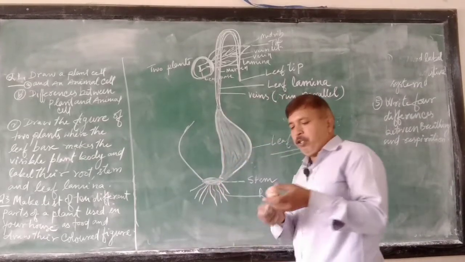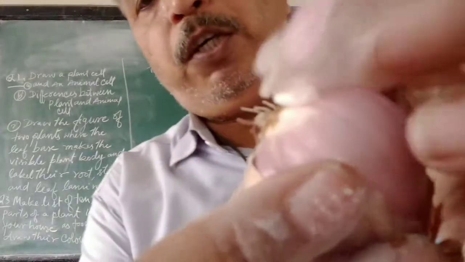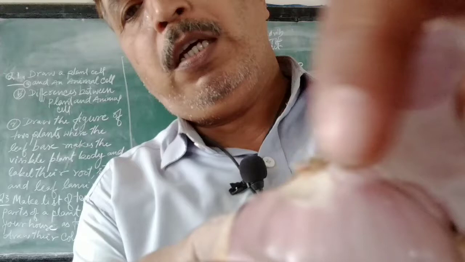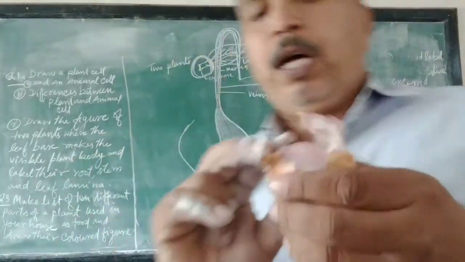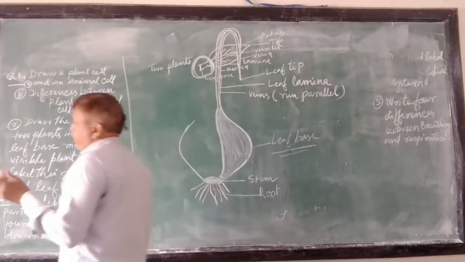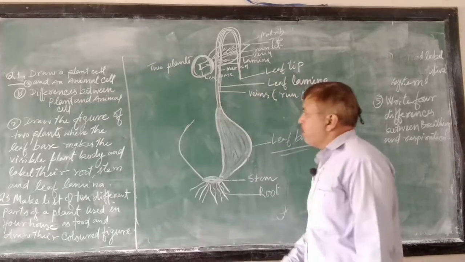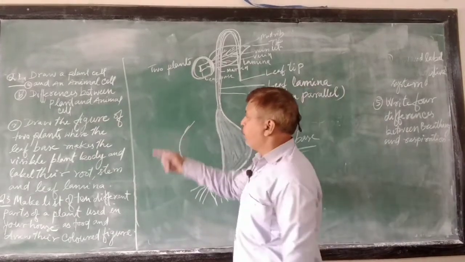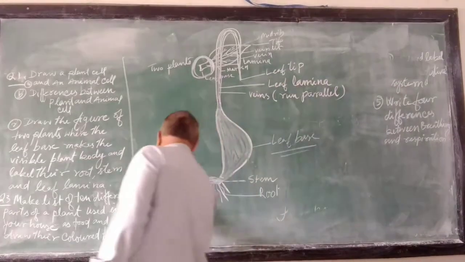While peeling off an onion, you can see this portion is the stem, and from this stem the roots go underground, and this portion of the leaf develops under the ground, right? So this is what you have to draw in the second question. Draw the figure of two plants. So one I have already drawn, and this is onion.